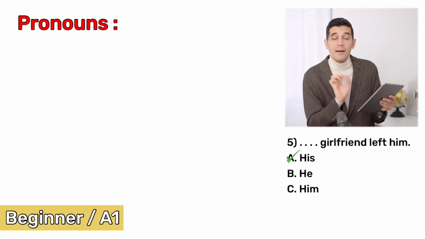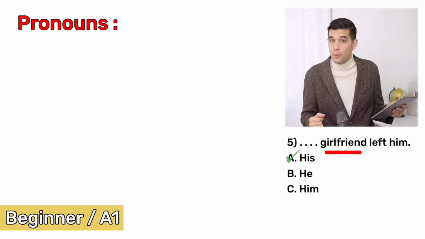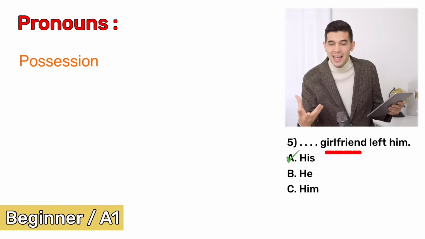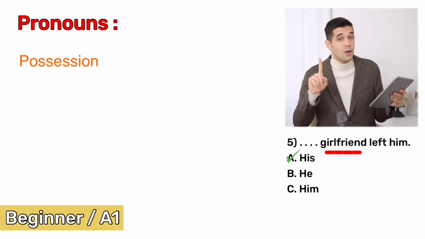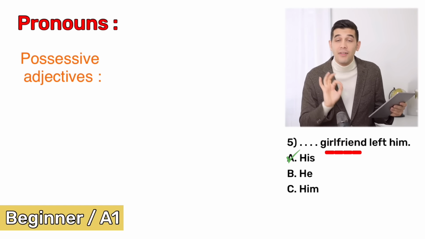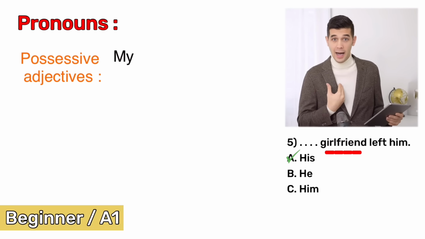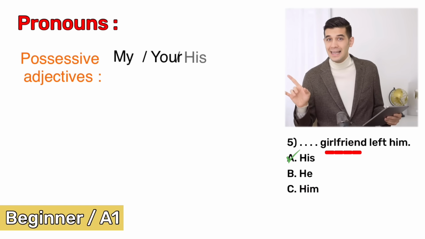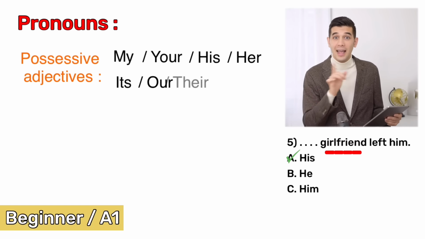Why? Because after the gap, we have girlfriend. Whose girlfriend? We're talking about possession. So this should be something related to possession. And in this case, we need to use possessive adjectives. But what are possessive adjectives? My, your, his, her, its, our, and their.